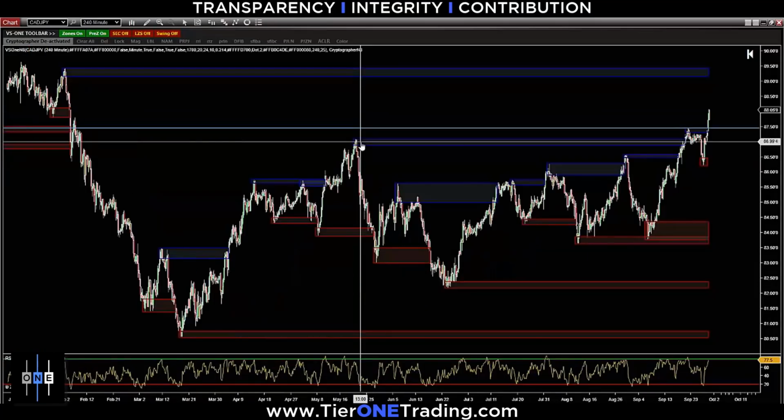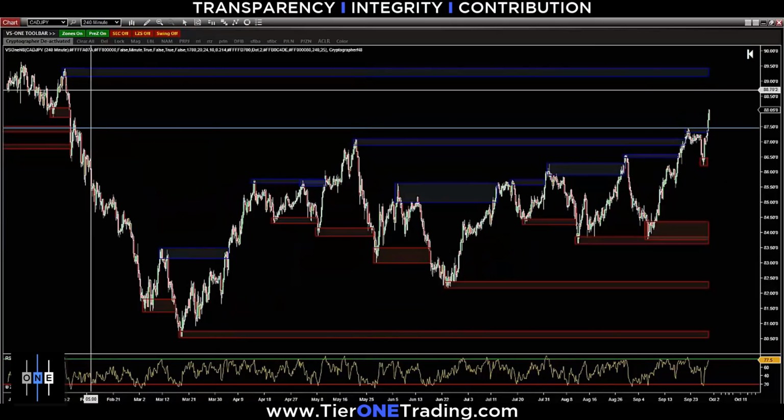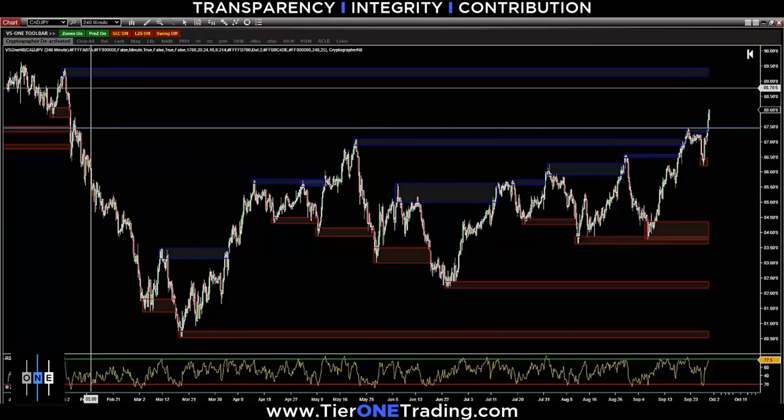Anyway, if we look left, we can see structure leaves clues. If you're not practiced and as skilled as you want to be on reading structure, a great indicator that you guys can use is called our VS1 indicator. It's a visual structure recognition indicator, which prints these pretty boxes. You can see blue on the top and red on the bottom. Should probably have those colors reversed, but again, not my default system here.